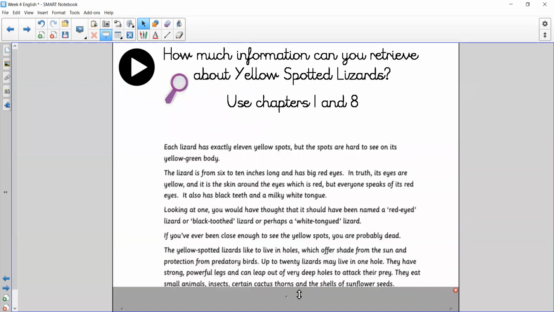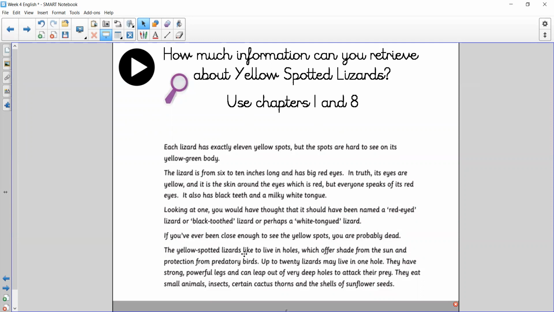So hopefully you should have seen something that looks like this. This is from chapter 8. We'll read it together now. Each lizard has exactly 11 yellow spots, but the spots are hard to see on its yellow-green body. The lizard is from 6 to 10 inches long and has big red eyes. In truth, its eyes are yellow, and it is the skin around the eyes which is red. Everyone speaks of its red eyes. It also has black teeth and a milky white tongue. Looking at one, you would have thought that it had been named a red-eyed lizard or a black-toothed lizard or perhaps a white-tongued lizard. If you've ever been close enough to see the yellow spots, you're probably dead.